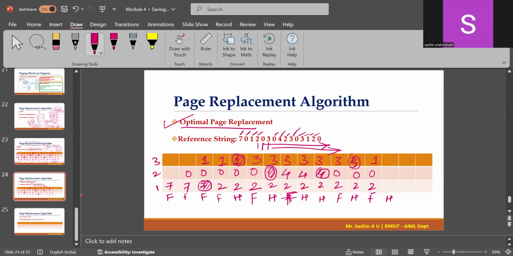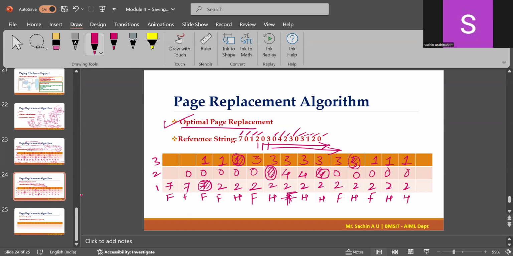Okay. So after 1, which is the request, 2. So definitely it is a hit because 2 is already present in main memory. And after that, 0. 0 is also present. So this is also again a hit. Okay. So this is how your optimal page replacement algorithm works.